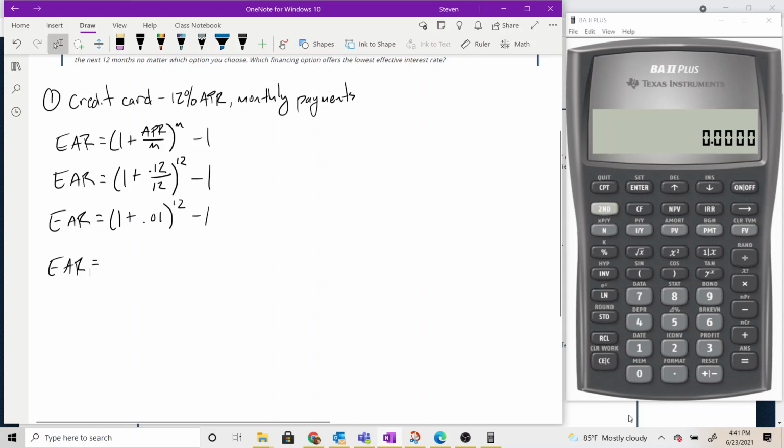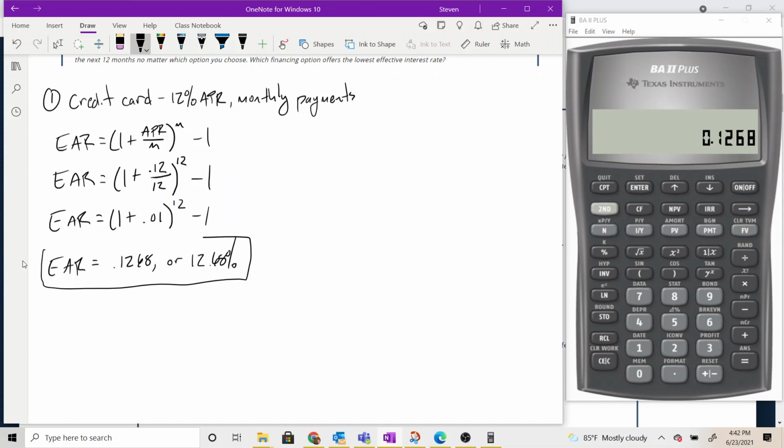Okay, so let's plug that into the calculator. We've got 1 plus 0.01, which is 1.01. We need to raise that to the 12. So if I'm using the BA II Plus, I'm going to press the Y to the X key and then enter 12 and then press equals to have it do that calculation. And then we still need to subtract 1. All right, so our EAR is 0.1268, which is in decimal form. As a percentage, that is 12.68%.